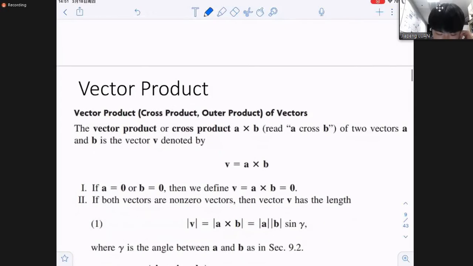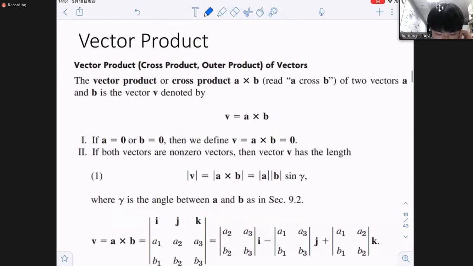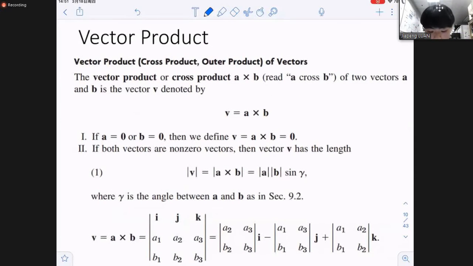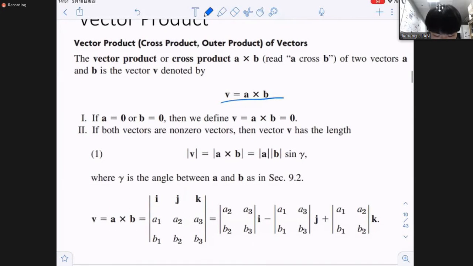And then it's about something more about vector product. It is the cross product. For example, this is V equals A cross B. And if A or B is 0, then we define V is 0. And you can see that A cross B is actually a vector. So you can see two vectors, the cross product gives you a vector. And a dot product gives you a scalar.